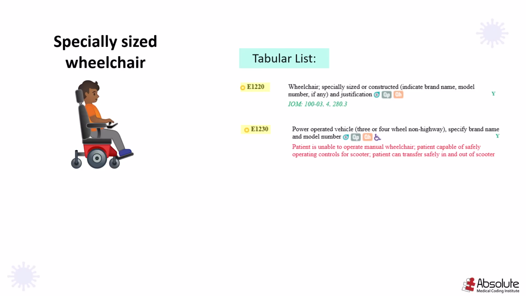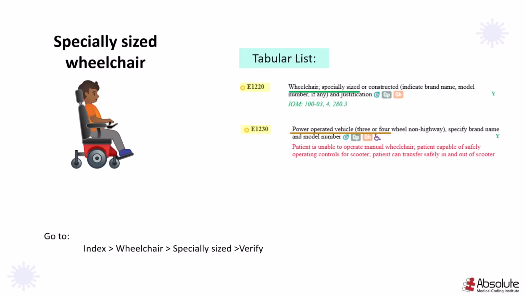So you have to go to the alphabetic index, search for wheelchair, specially sized, which will take you to two codes, E1220 and E1230. So you have to verify it from the tabular list. So let's go to the tabular list and look into these two codes. E1220 is for wheelchair, specially sized. Now this looks like a good code selection. Let's look into the next one. E1230 is for power operated vehicle.